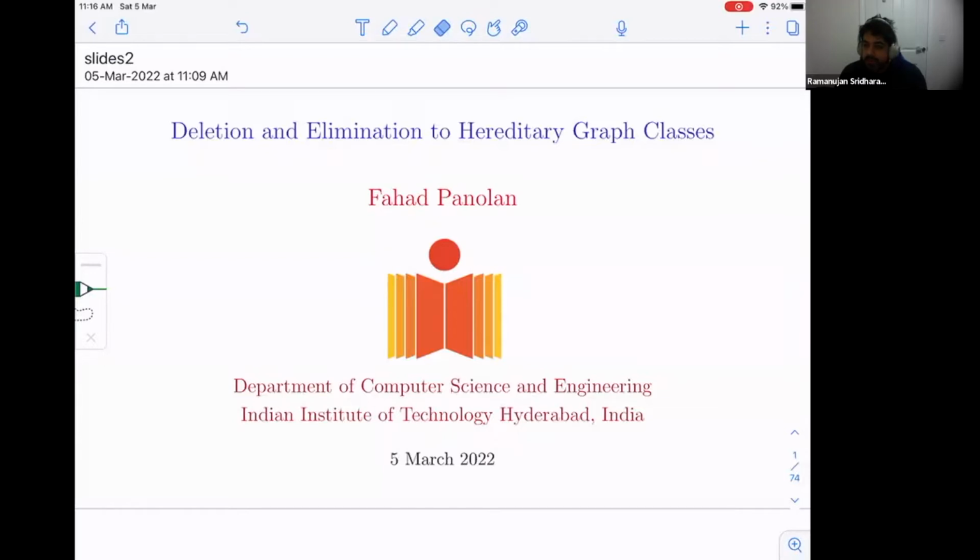Yesterday in Fahad's talk, he described the central problem in this line of research, and he gave a very rough outline of the proofs. And today, we're looking forward, Fahad, to a more in-depth view at the proof techniques that you use to obtain these results. So whenever you're ready, over to you.